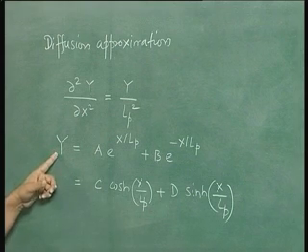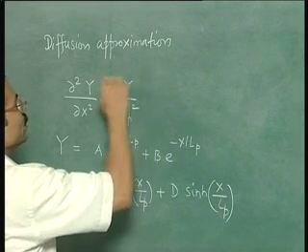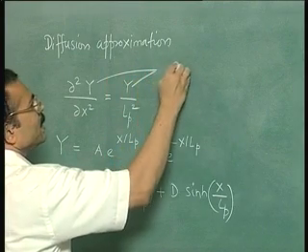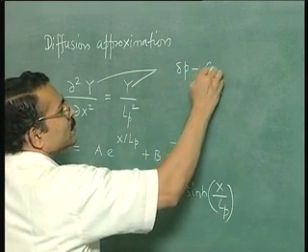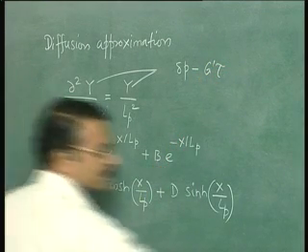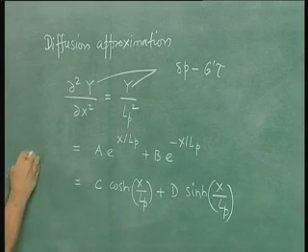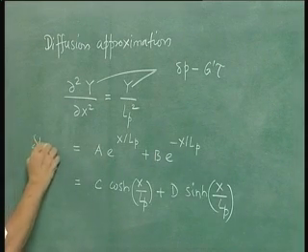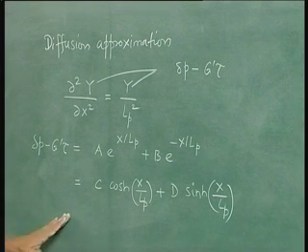Now here for us, y is nothing but delta p minus g dash tau. So here therefore this y is delta p minus g dash tau. So that is the form of the solution.